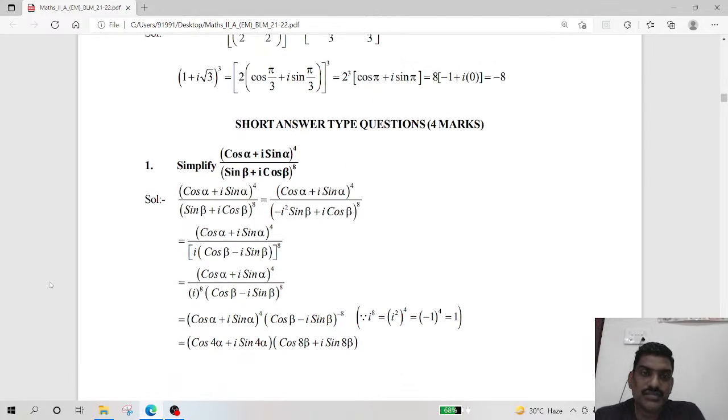Next, 4 marks questions. (cos alpha plus i sin alpha) to the power of 4 divided by (sin beta plus i cos beta) to the power of 8.